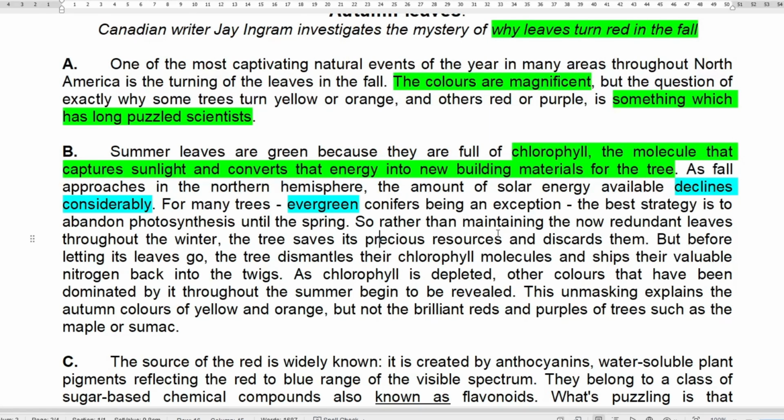So rather than maintaining the now redundant leaves throughout the winter, the tree saves its precious resources and discards them. But before letting its leaves go, the tree dismantles the chlorophyll molecules and ships their valuable nitrogen back into the twigs. As chlorophyll is depleted, other colors that have been dominated by it throughout the summer begin to be revealed. This unmasking explains the autumn colors of yellow and orange, but not the brilliant reds and purples of trees such as the maple or sumac.